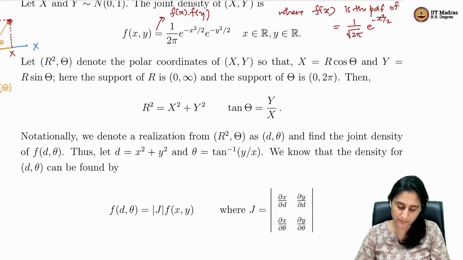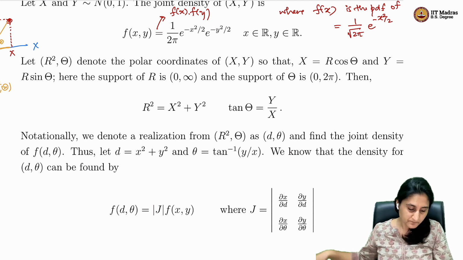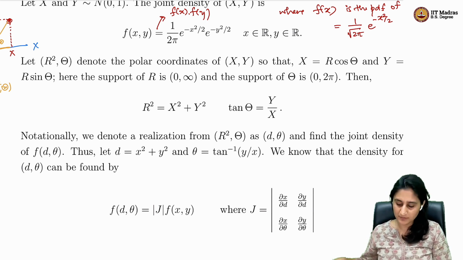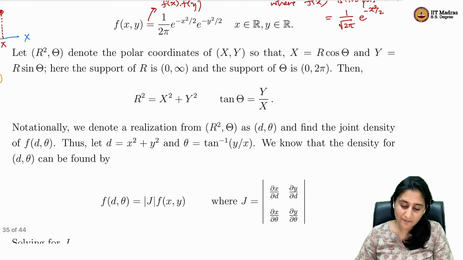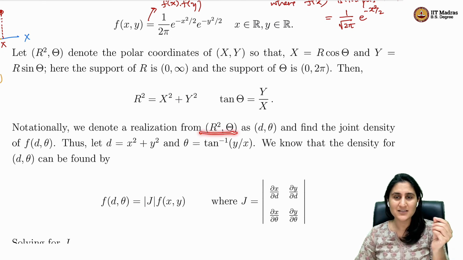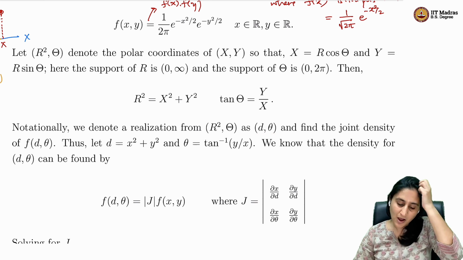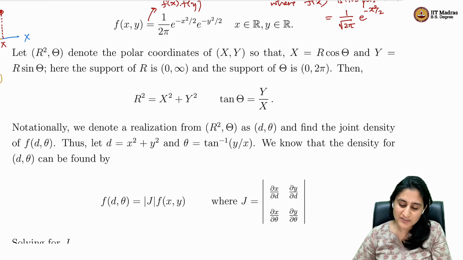Alright, now why is this helpful? Well, once I do this, and remember x and y are distributed according to standard normal, independent of each other, I have r squared and theta being the random variables, and the realizations of these random variables I will denote by small d and small theta respectively. So r squared will take values d and capital Theta will take values theta. And what I want to do is find the joint density f of d and theta.